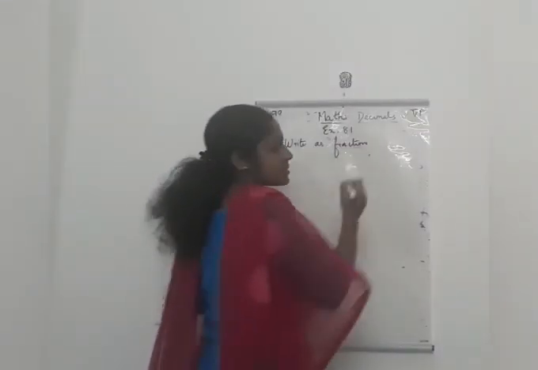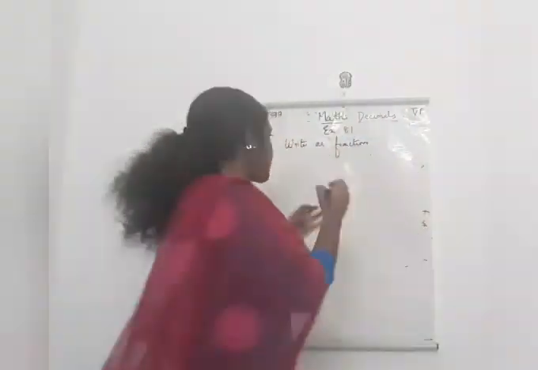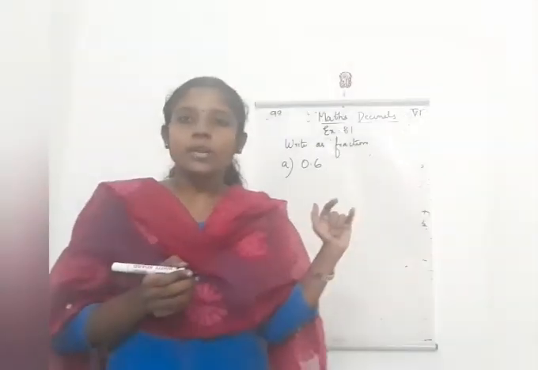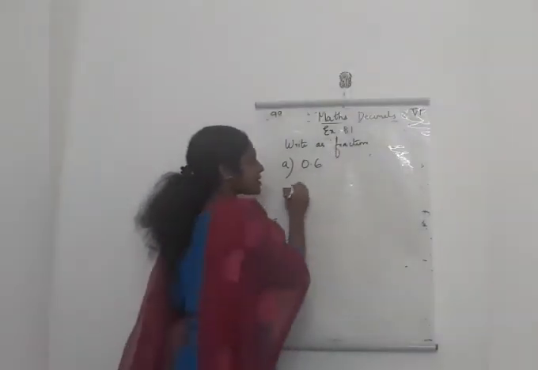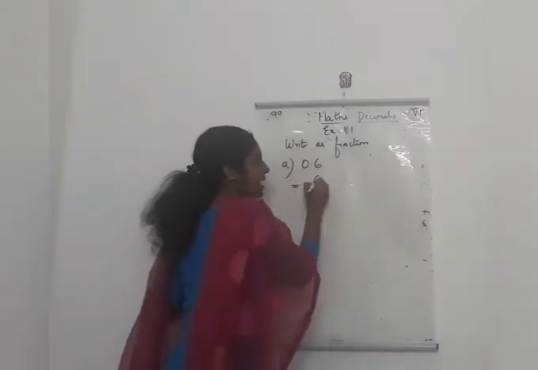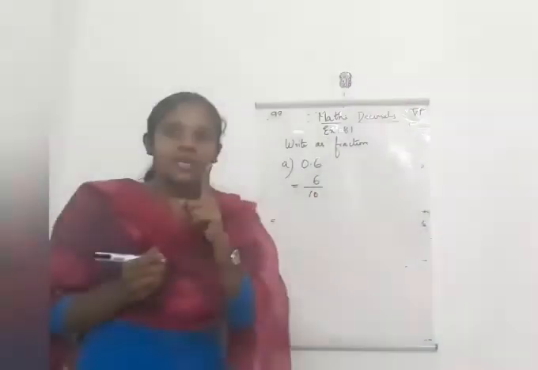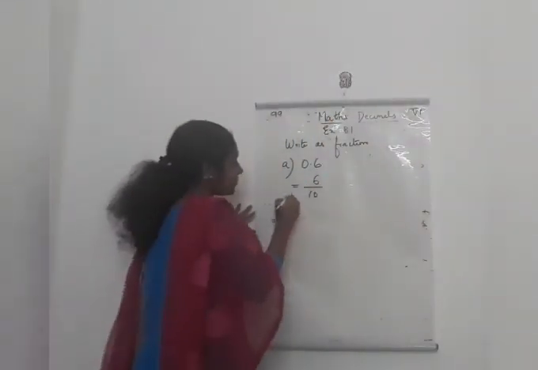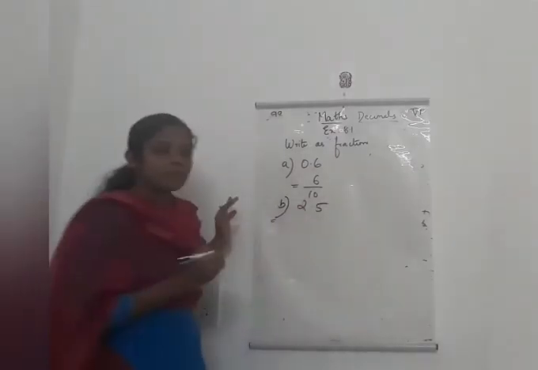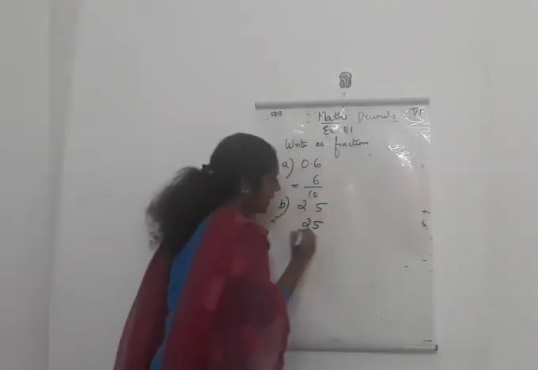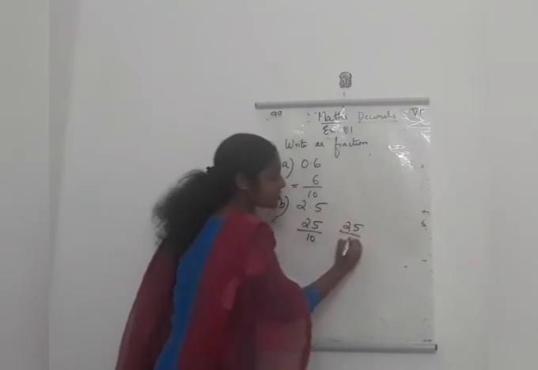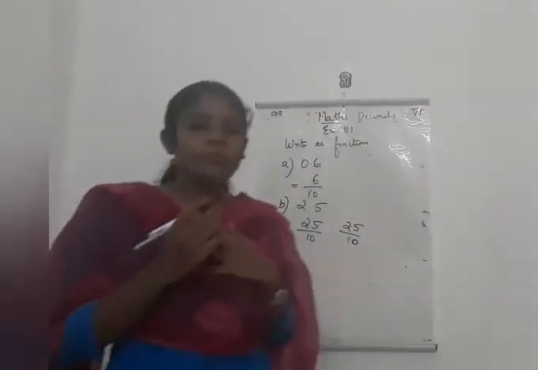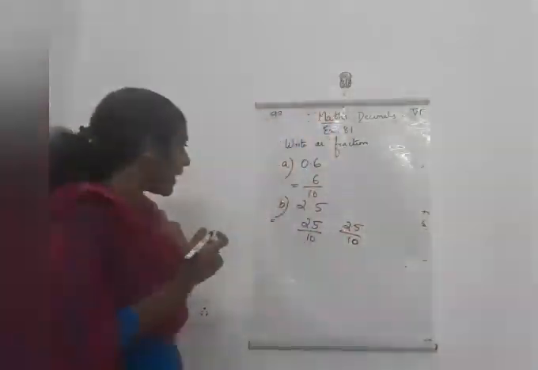Okay. So the first question is 0.6. 0.6 എന്ന് പറഞ്ഞാൽ എത്രയായിരിക്കും? 6 by 10. ഒരൊറ്റ പ്ലേസേ ഉള്ളൂ, 10th പ്ലേസ് ആണ്. So 6 by 10. Next, 2.5. 2.5 it is 25 by 10. ഈ 25 by 10 നെ തിരിച്ച് ഡെസിമൽ ആയിട്ട് കൺവേർട്ട് ചെയ്യാൻ, 10 ആയതുകൊണ്ട് ഒരൊറ്റ പ്ലേസേ വരാവുള്ളൂ. So it is 2.5.